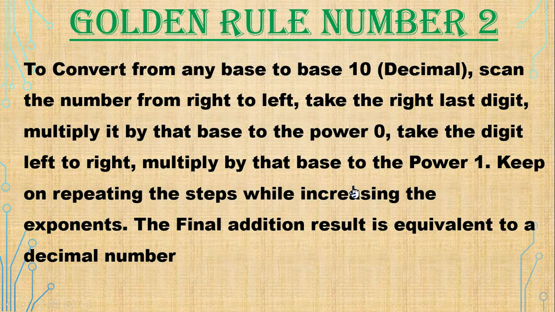Therefore our golden rule number 2 is to convert from any base to base 10. We scan the number from right to left. We take the last digit on the right and multiply it by that base to the power 0. We take the digit to the left and multiply by that base to the power 1. Keep on repeating the steps while increasing the exponent. The final addition result is equivalent to the decimal number.